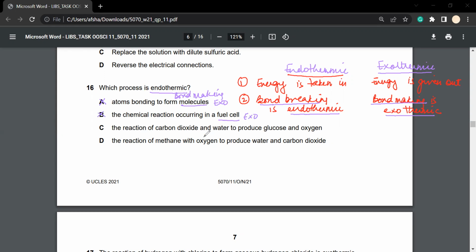The reaction of carbon dioxide and water to produce glucose and oxygen. So यहाँ पर आपका ये photosynthesis है and you're taking the sun heat in order to proceed with this particular reaction. So any form of energy which is needed for that reaction is basically endothermic, right? So we are using the sun energy for this particular process. So C is endothermic. The reaction of methane with oxygen. So methane is burning, undergoing combustion. It's again going to liberate energy. That's again going to be exothermic. So D is again incorrect. So the correct answer is your C.